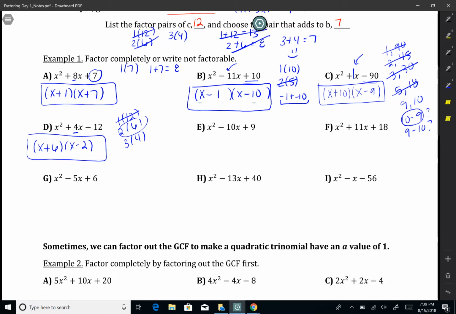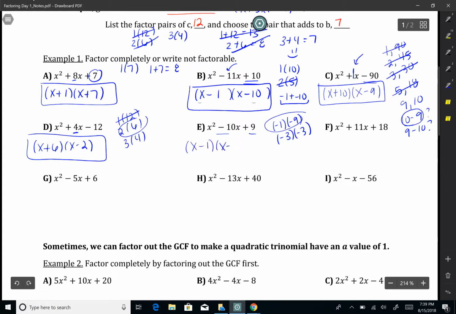Okay. Now I'm going to do one more and we'll do the rest in class tomorrow for this section. I have x squared minus 10x plus 9. This is one of those cases like B right above it where my C value is positive but my B value is negative, which means both of my factors of C have to be negative. So I could have a negative 1 times a negative 9 or a negative 3 times a negative 3. Now which pair of those adds to negative 10? That'd be negative 1 and negative 9. So I'm going to go x minus 1 times x minus 9.